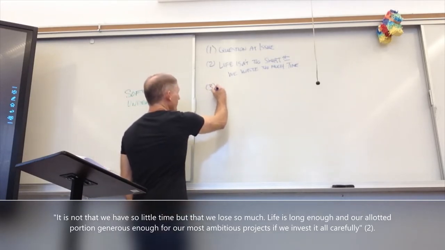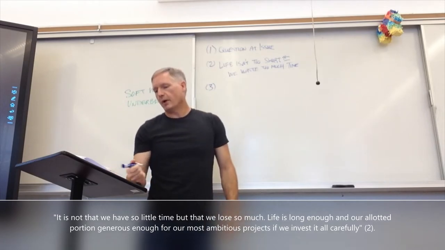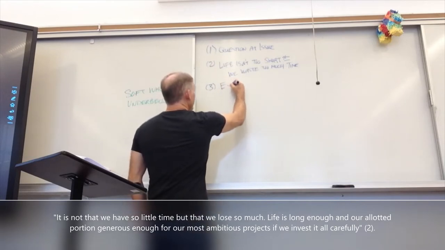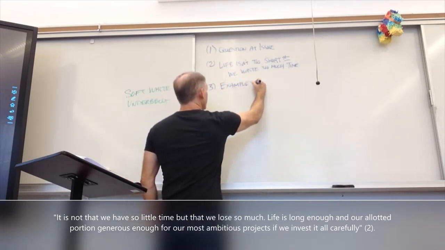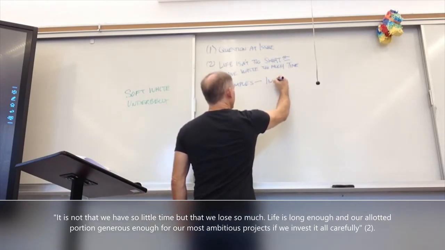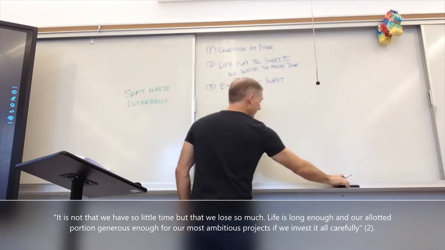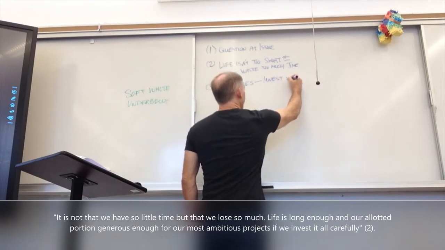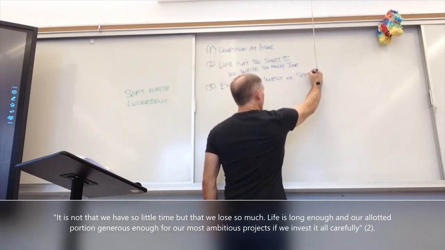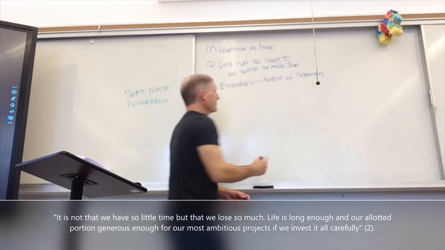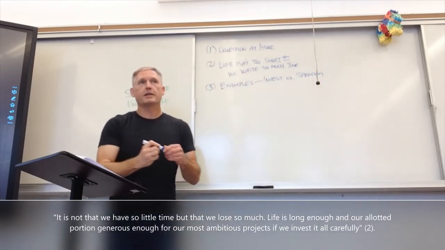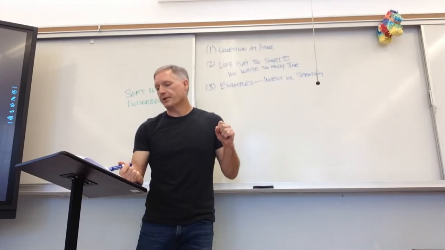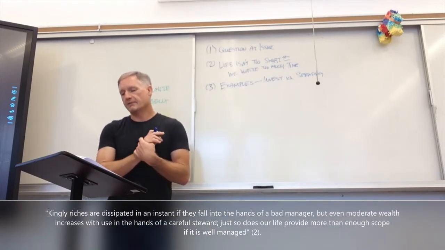So the third paragraph, he then moves, he says, why do we complain of nature? She has behaved generously. So he gives us examples of investing versus wasting time. Or we'll say investing versus spending time. And I think we talked about that last week, if I'm not mistaken. So the difference between investing and spending time. And in short, he gives us this wonderful explanation that towards the middle, kingly riches are dissipated in an instant if they fall into the hands of a bad manager.